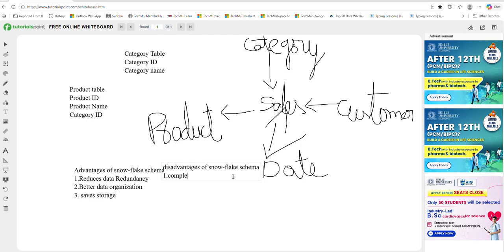The structure is very complicated here. It's harder to understand, that's why it is a complex structure. Complex in the sense it is hard. In the dictionary, the definition of complex is hard. So it is a hard structure, very much harder compared to the star schema. Snowflake schema structure is very complex.